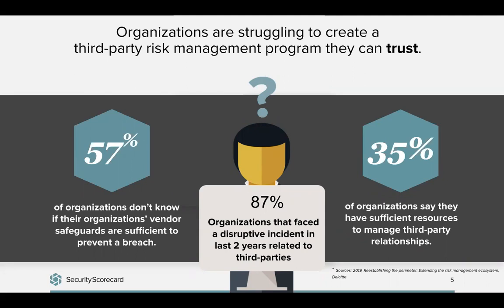35% of organizations don't have sufficient resources. We continuously see third-party management teams understaffed. And this is where automation comes into play. How can we automate as much as possible to be able to manage our third-party relationships? And what's really interesting, despite the fact that we see that 2/3 of breaches are either directly or indirectly related to supply chain, over the last 2 years, 87% of organizations have faced some form of disruptive incident related to their third parties. So there's quite a few challenges that need to be addressed here.